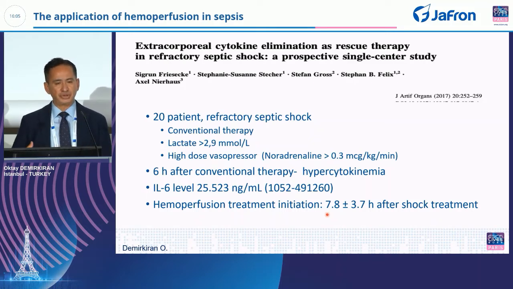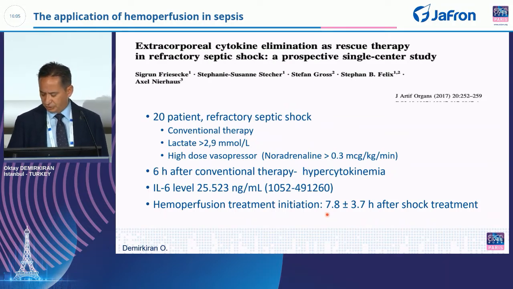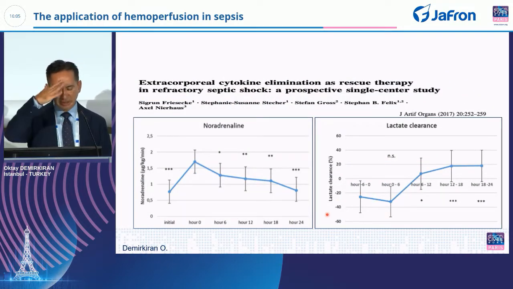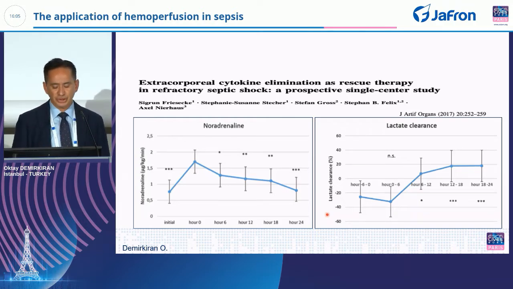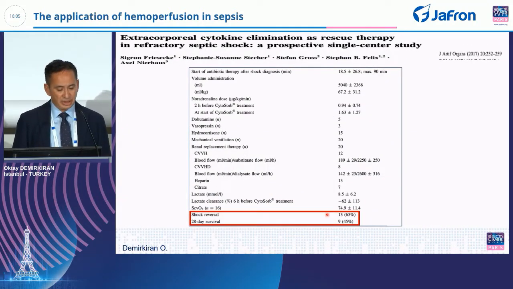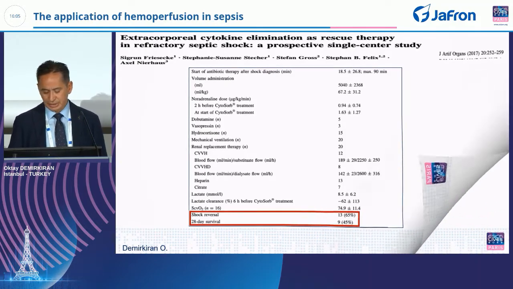6 hours after conventional therapy, there was hypercytokinemia, and the IL-6 level is high in that group, and the hemoperfusion treatment was initiated approximately 8 hours after the shock treatment. And when you look at the noradrenaline requirement, it decreased with the hemoperfusion use, and lactate clearance increased in those patients. And in another study here, the cytokine elimination caused shock reversal, and 28-day mortality is 45%.